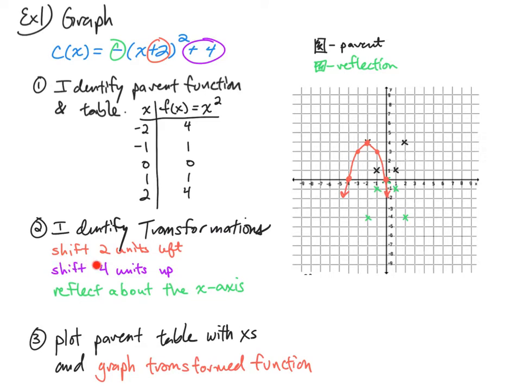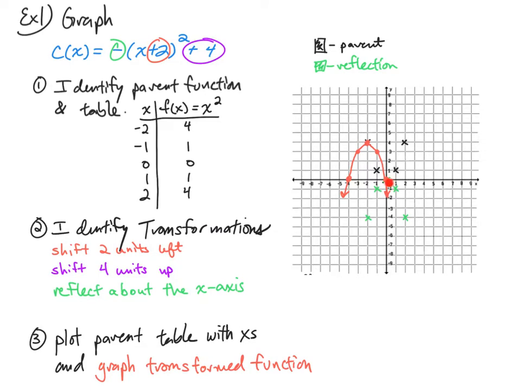We have to shift left 2 units, up 4 units, and reflect about the y-axis. So again, anytime you have a reflection, you want to do that first. And then the green x's here represent the reflection of the original black x's. Then we can do all the shifting at once. We can shift left 2 units and shift 4 units up.